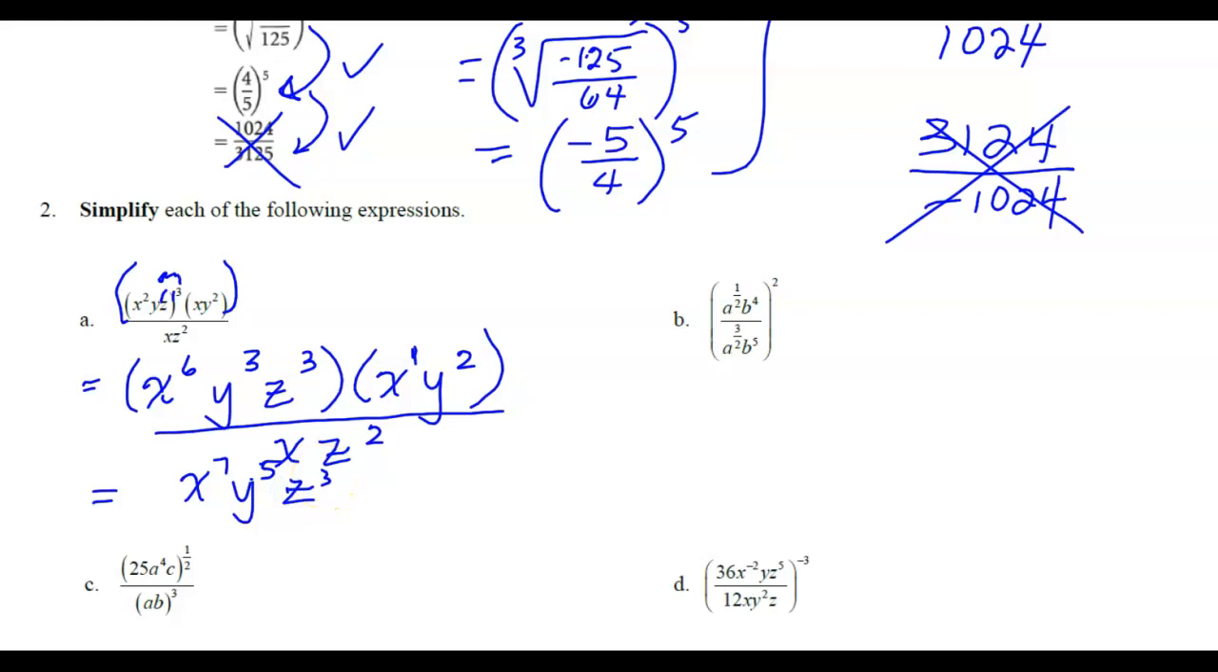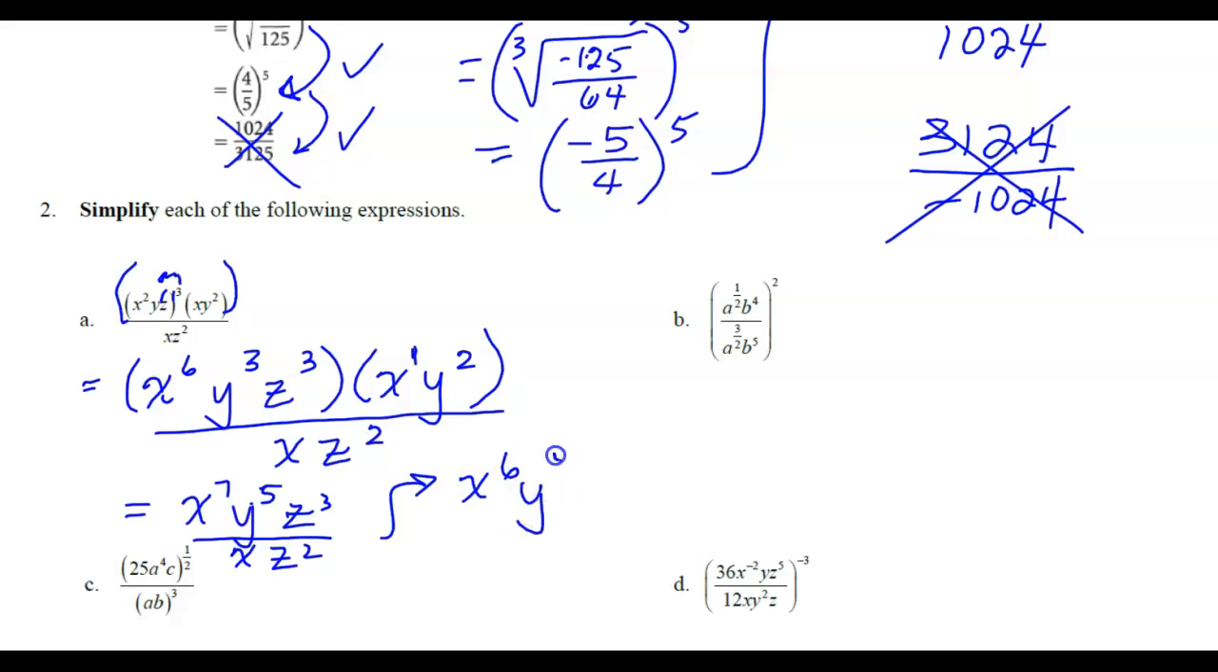Okay, and then just copy out x z squared. And now dividing x to the 7 divided by x, remember that's an exponent of 1, so that's x to the 6. Y to the 5th, there's nothing to simplify. And z cubed divided by z squared is just z.